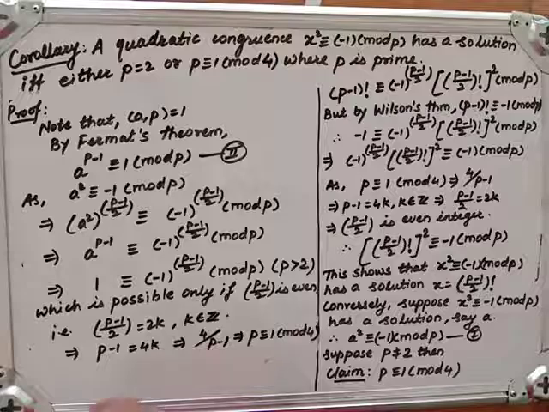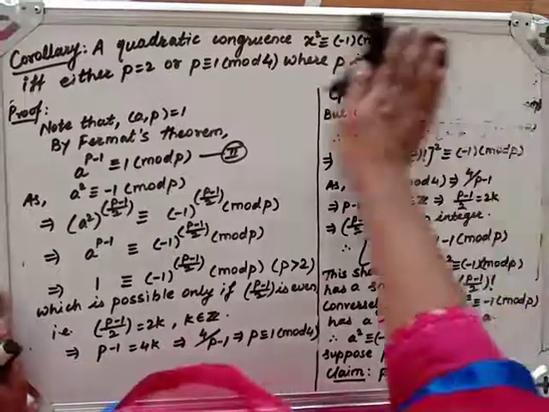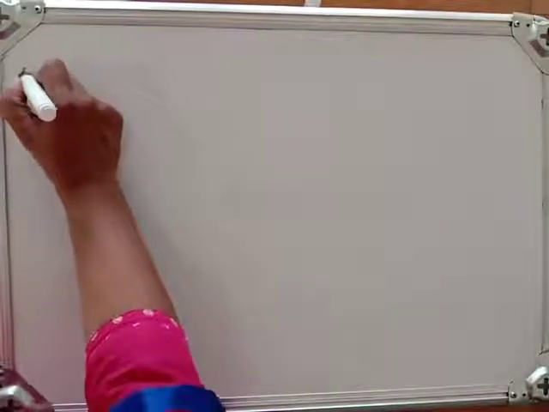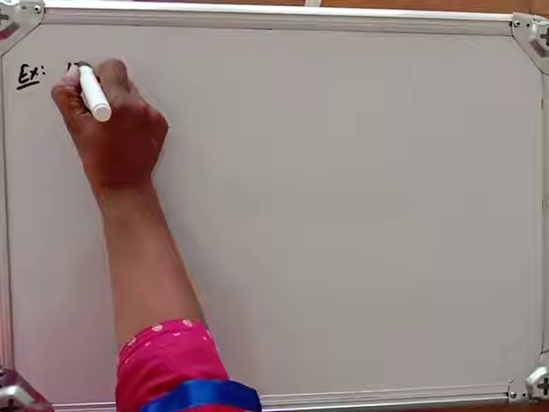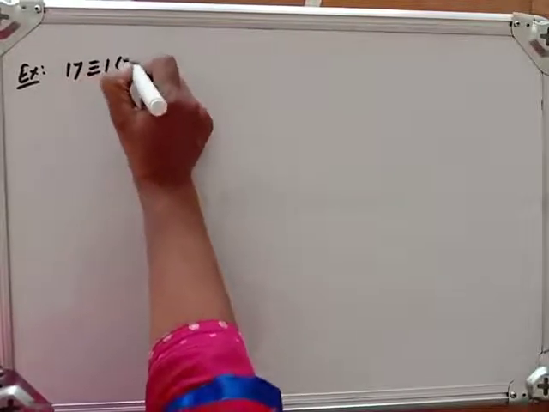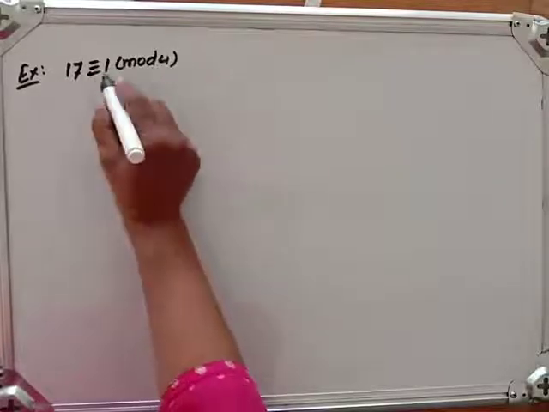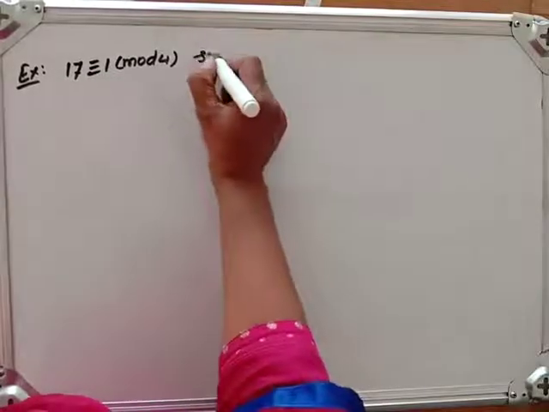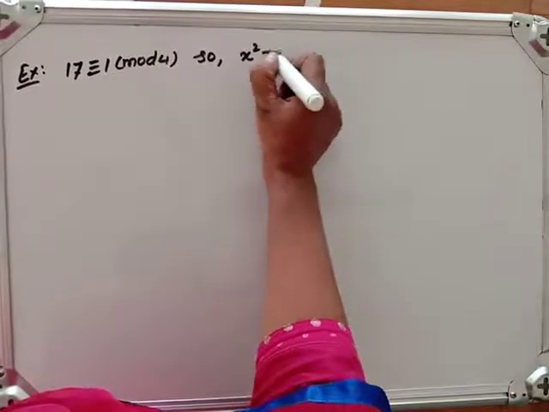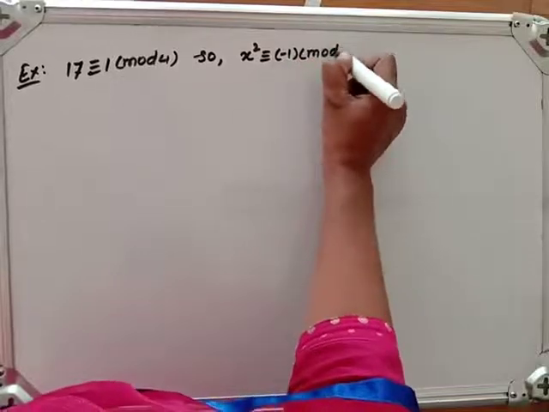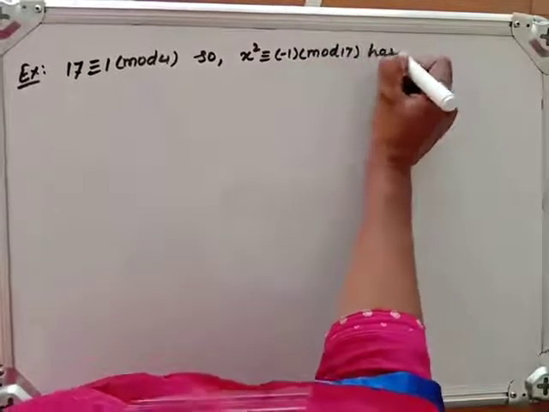Now let me take a small example on this corollary and then we will stop. In the next video we will see the examples on this one. Example: 17 is congruent to 1 modulo 4. Is it true? Yes. When we divide 17 by 4, the remainder is 1. So x squared congruent to minus 1 modulo 17 has a solution.